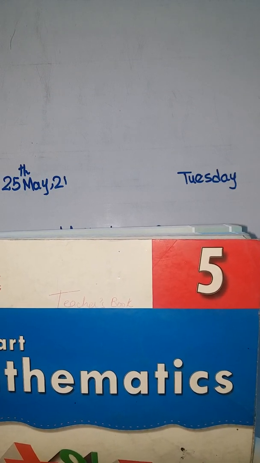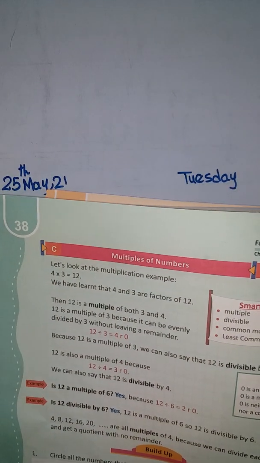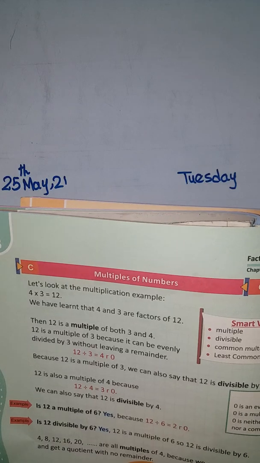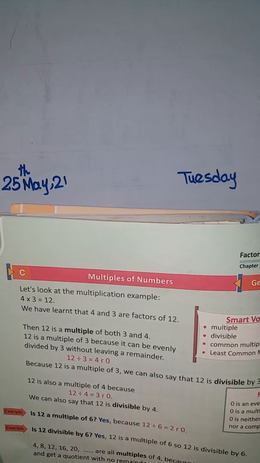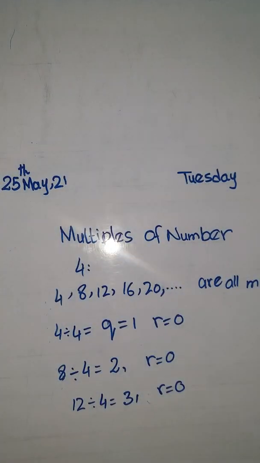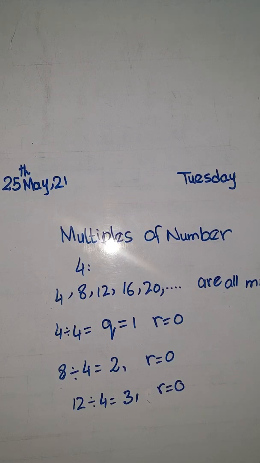Grade 5, open up your smart mathematics books, page number 38, multiples of a number. Grade 5, in the previous lectures we learned about the factors of a number. What are factors? Factors of a number can divide the number exactly.